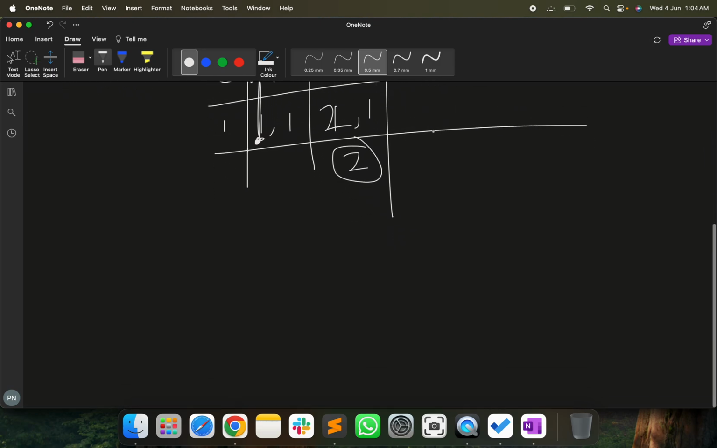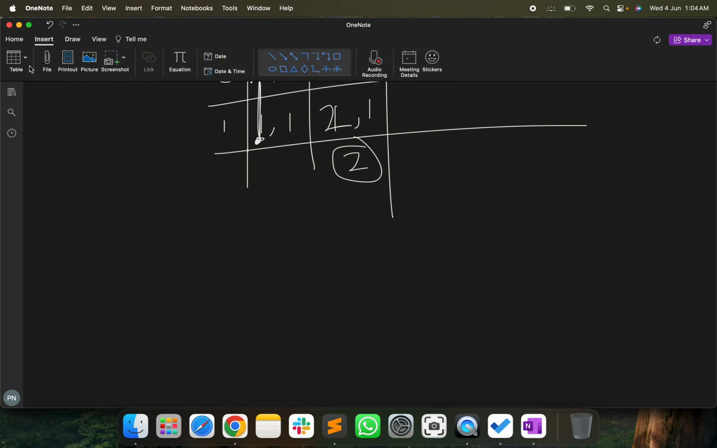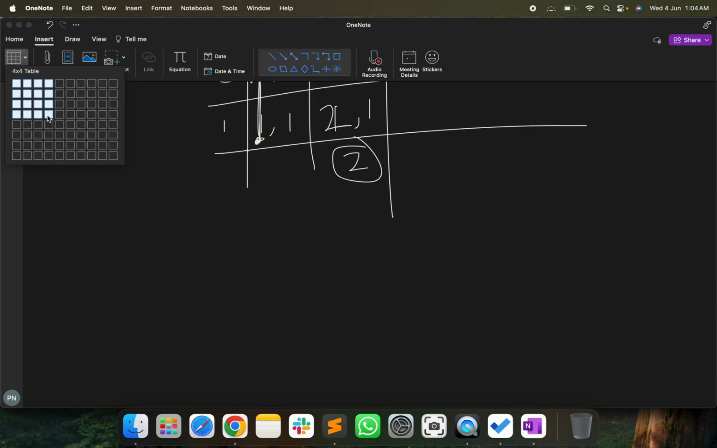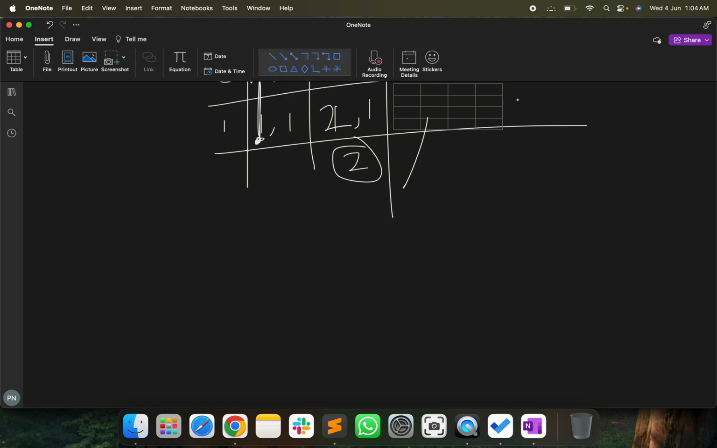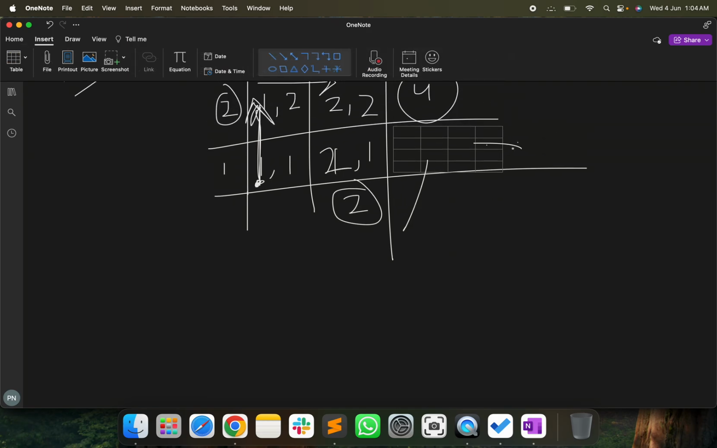All right, let's do it again. Let me just try something. Let's get a 4 cross 4 table. Okay, how do we move in this table?